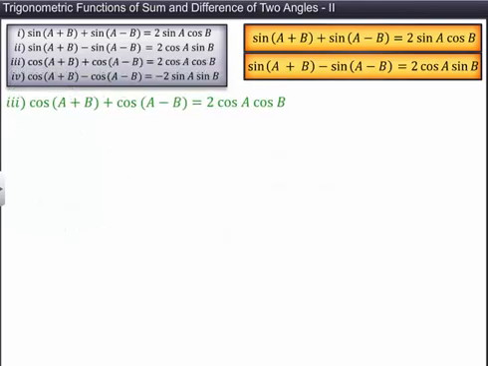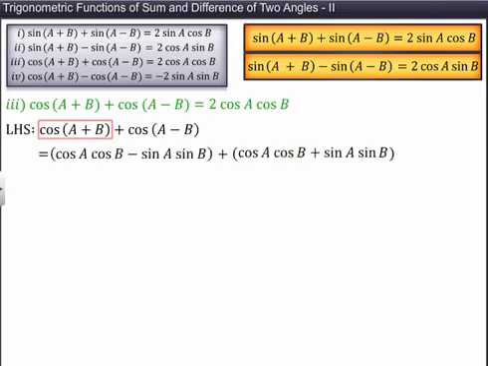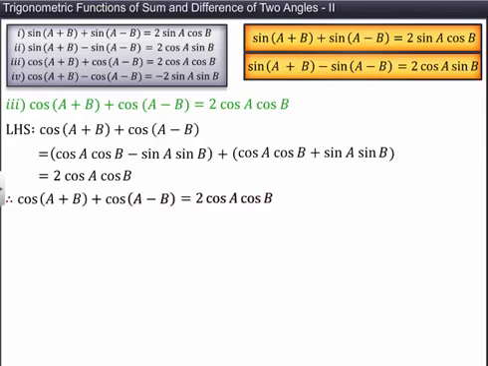The third is cos of A plus B plus cos of A minus B is equal to 2 cos A into cos B. Consider the left-hand side. Cos of A plus B is equal to cos A into cos B minus sin A into sin B, and cos of A minus B is equal to cos A into cos B plus sin A into sin B. On simplifying, we get 2 cos A cos B. Hence the result.